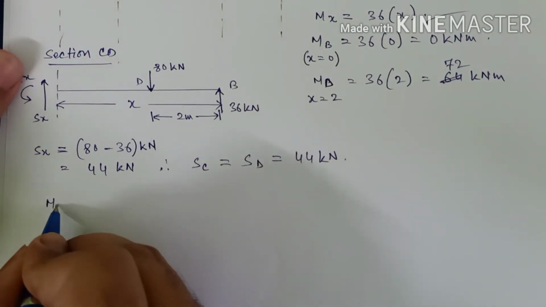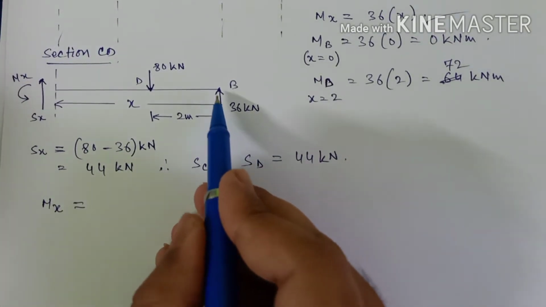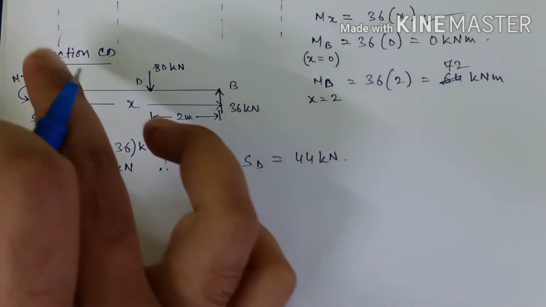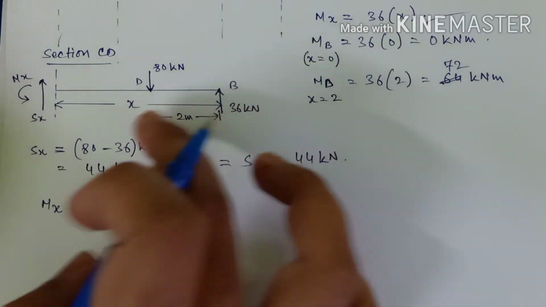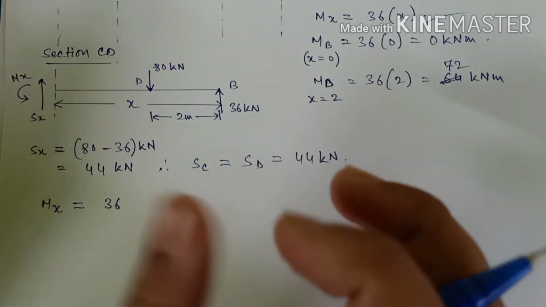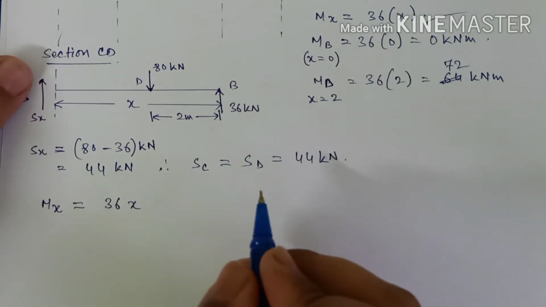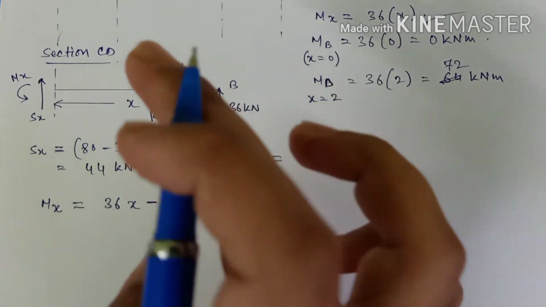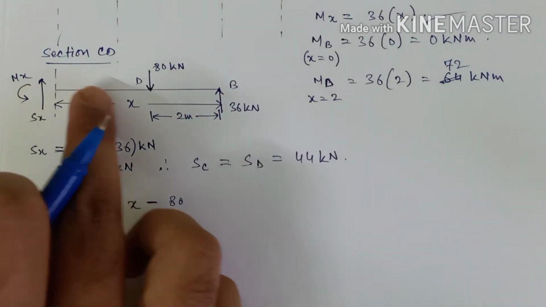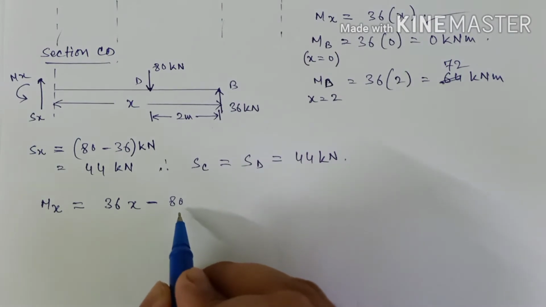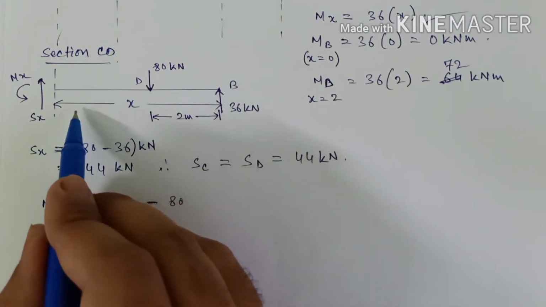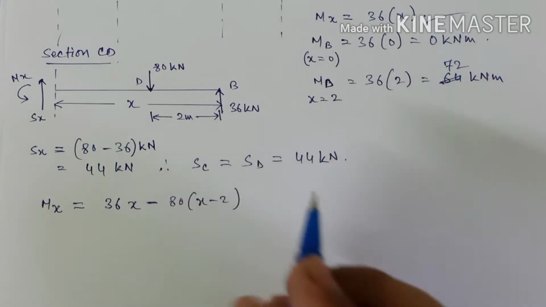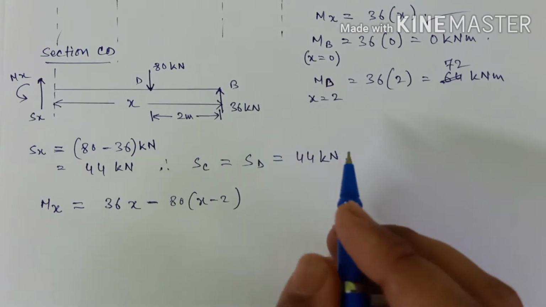Now let us calculate the moments. So Mx is equal to, first this one, 36 will try to sag the beam, right? So it will be positive, multiplied with the distance, that is x. Minus 80. Why minus? Because this force will try to hog the beam, right? So 80 into this distance. What is this distance? Total is x, this is 2, so it will be x minus 2. Do you have any other forces? No. So this is our equation.